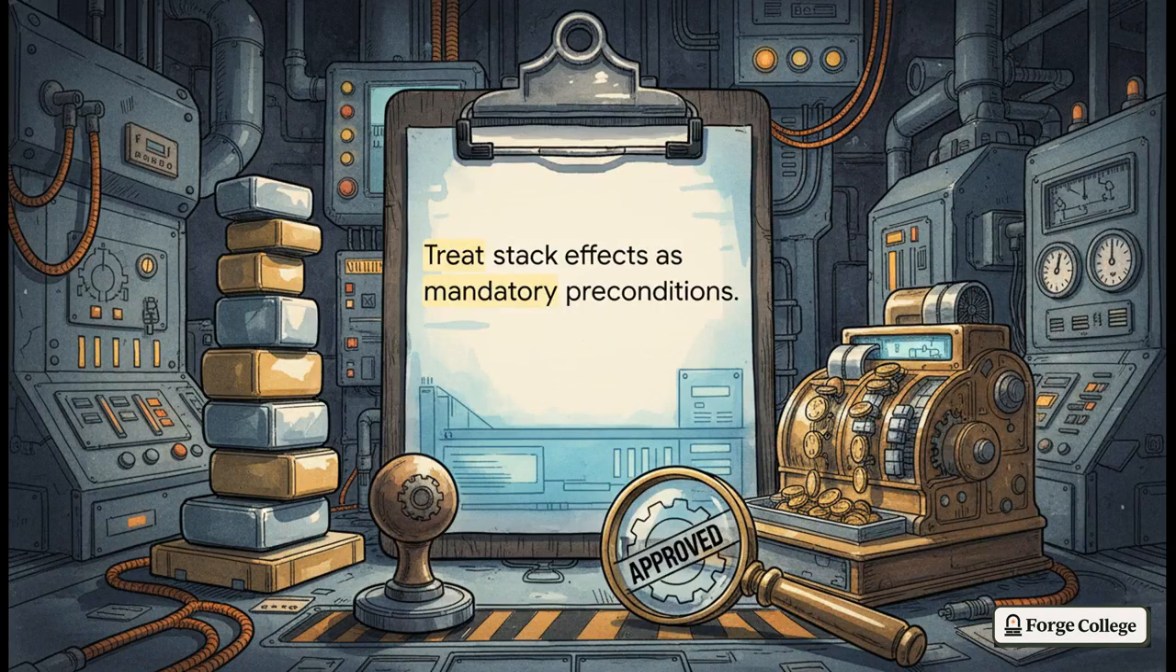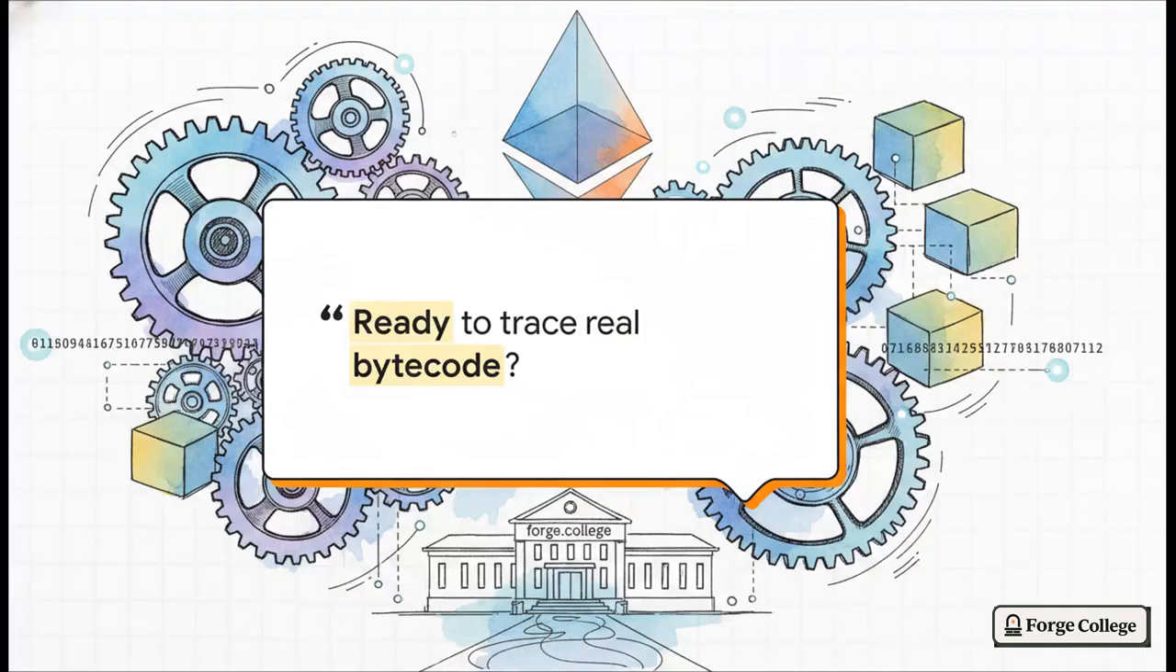Look, if you take away absolutely anything from this explainer today, let it be this. Treat stack effects and gas accounting as mandatory preconditions. When you trace opcodes, always annotate your stack deltas. Account for gas in 2 distinct phases, upfront and dynamic. By respecting these strict, highly mechanical rules, you're going to ensure your code survives the harsh reality of the EVM factory floor. So I'll leave you with this final thought.